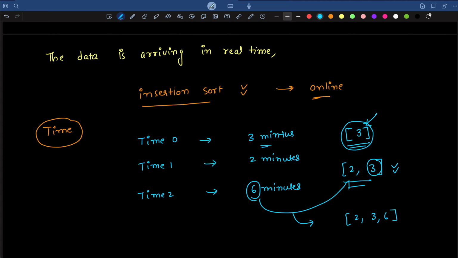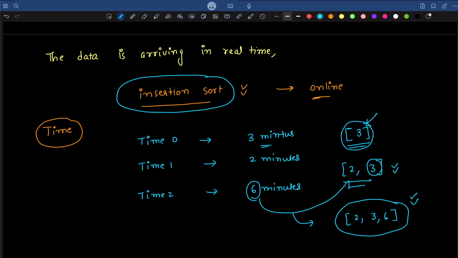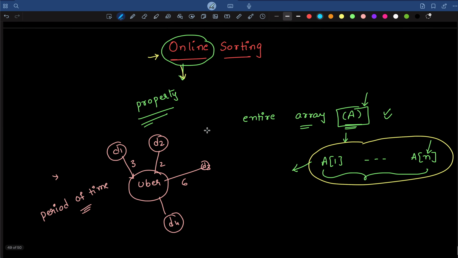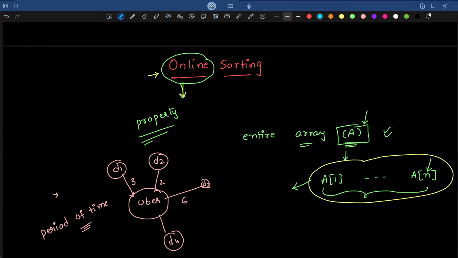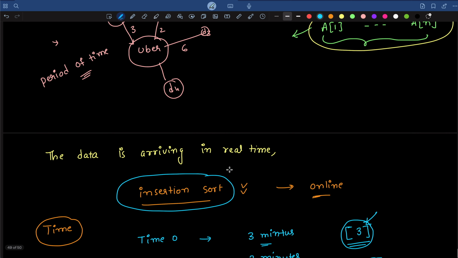At every step you already have a sorted array, and you insert the new element into the correct position. So the array remains sorted at all times. This is exactly how insertion sort works. Because it can process elements as they arrive without needing the full array beforehand, insertion sort is an online sorting algorithm. I hope everybody is clear about what online sorting is, and why insertion sort is an online sorting algorithm.